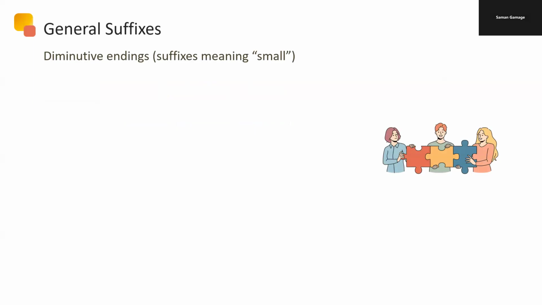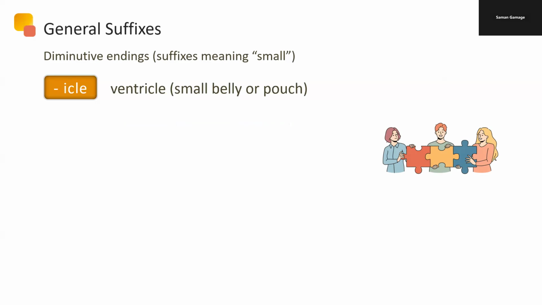Then there are general suffixes given diminutive endings. This means suffixes given the meaning small. Icle, ventricle, small belly or pouch. As you know, in the heart we have ventricles. Those are small pouches, two ventricles, right and left. Ole also gives the meaning small. Bronchiole means small airway. Bronchus is a large airway, but bronchiole is a small airway.